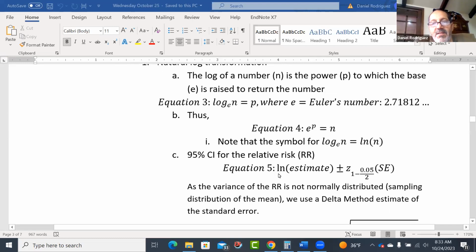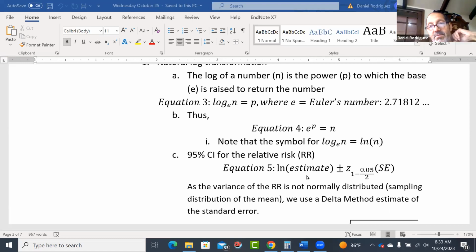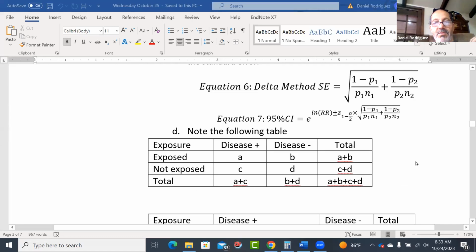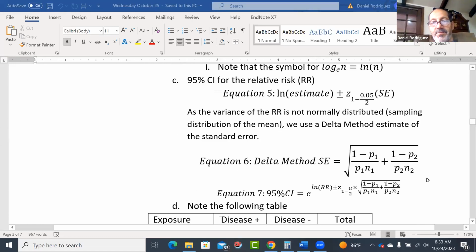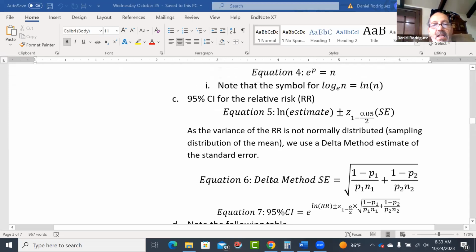So you'll see now that it's interesting that our equation has changed, right? Our equation now is the natural log of the estimate plus or minus the margin of error. So we have to make that conversion. And it's going to get even more interesting than that in a second, okay?